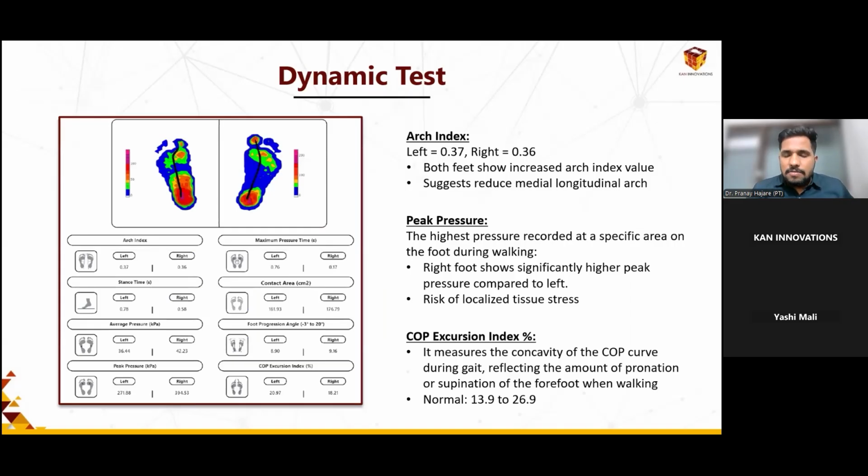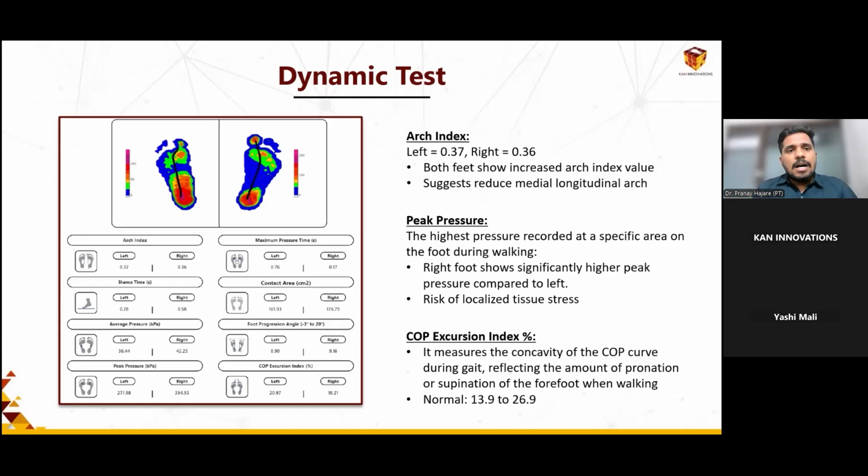So next test we perform is the dynamic test, which is the walking test. We tell the patient to walk on the platform, and after that we get a report of the dynamic test. In this we will see the center of pressure line trajectory. We can see the center of pressure trajectory is not very prominent over here. It is not starting from the heel itself. It's starting from some mid zone of the rear foot.